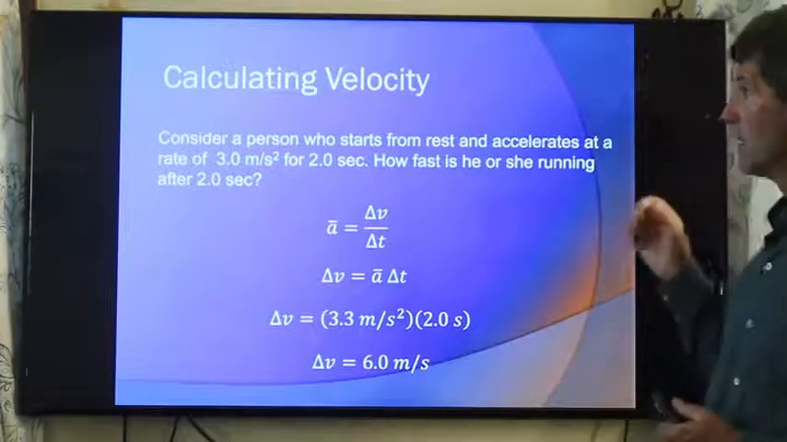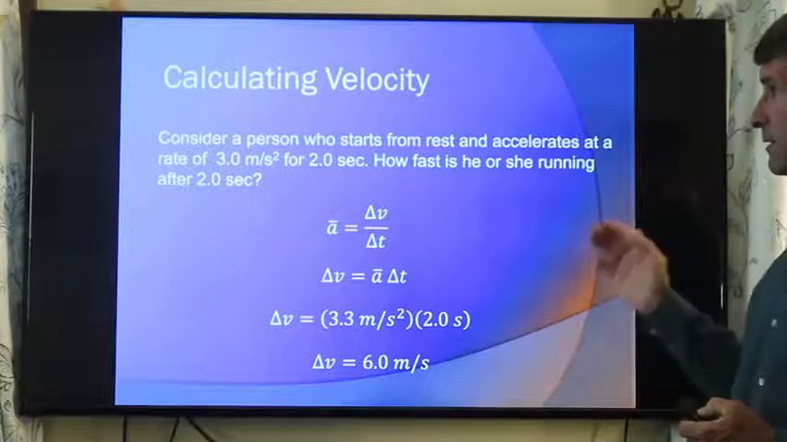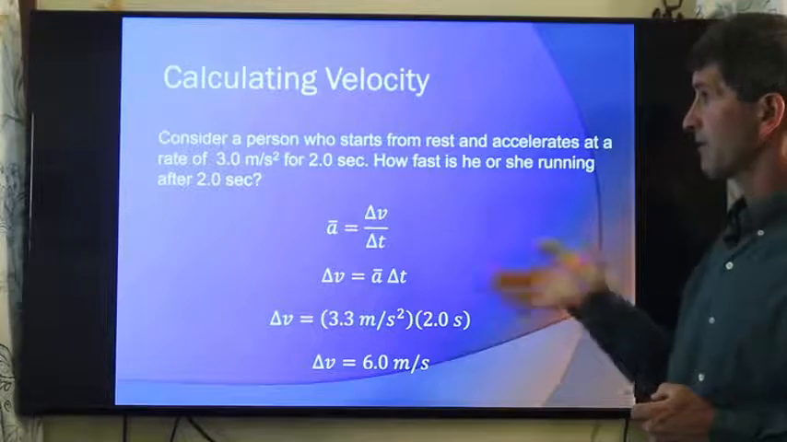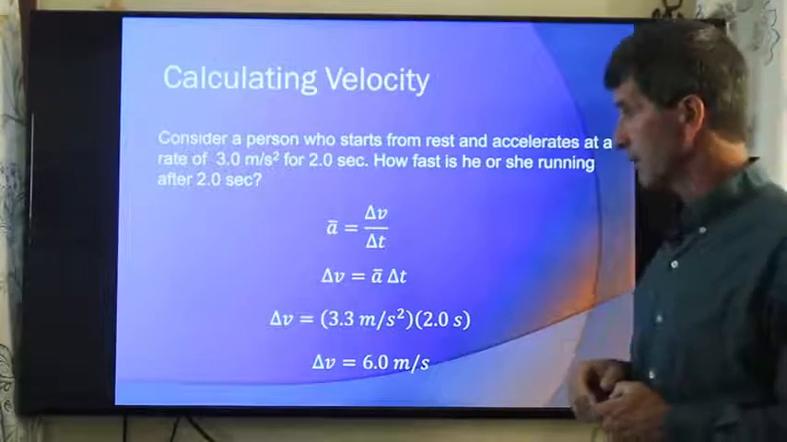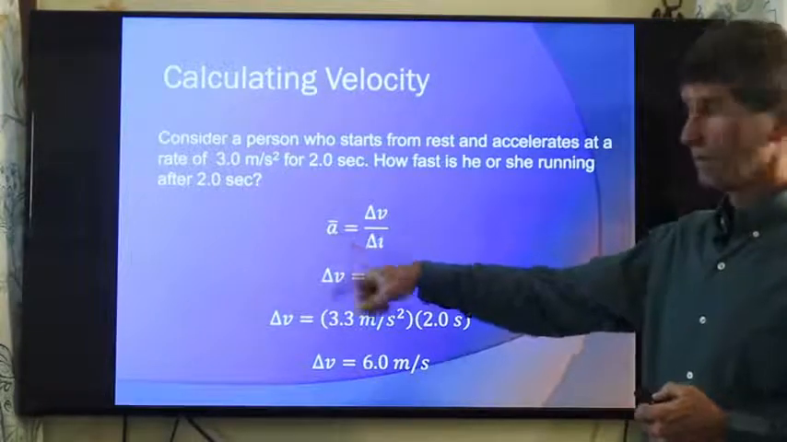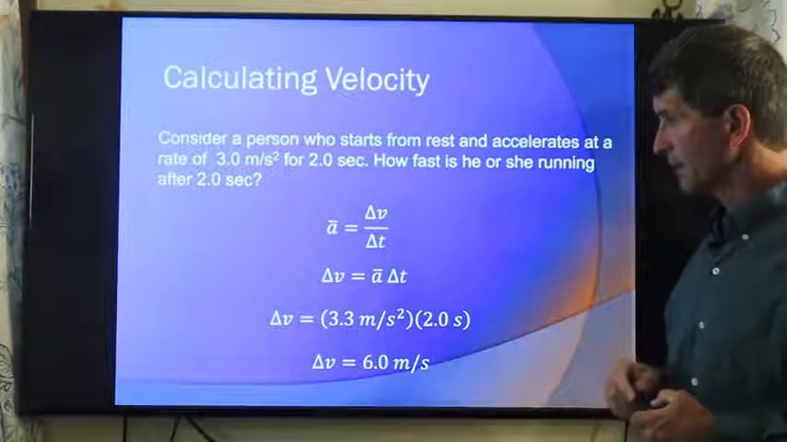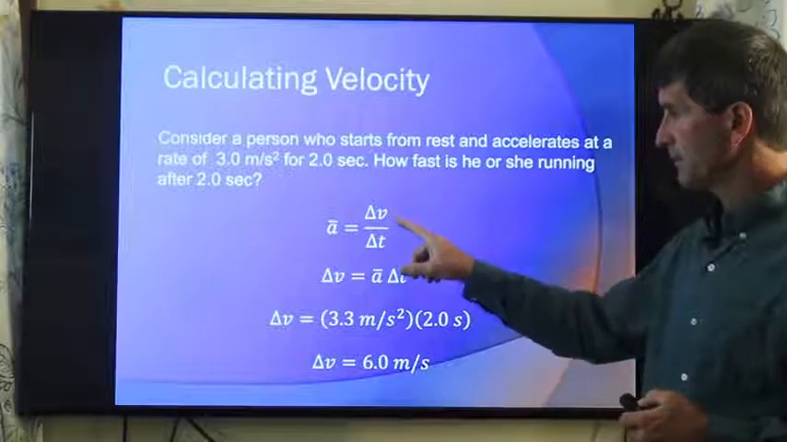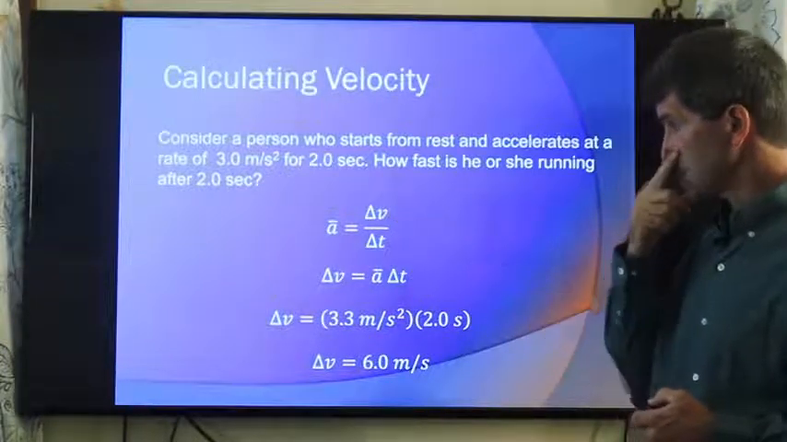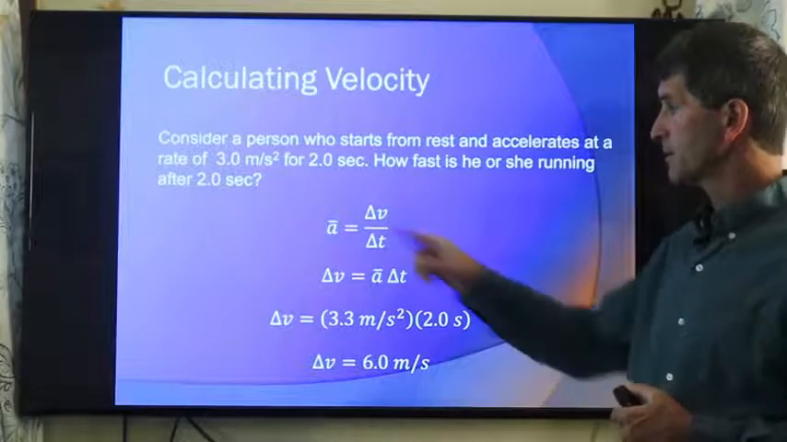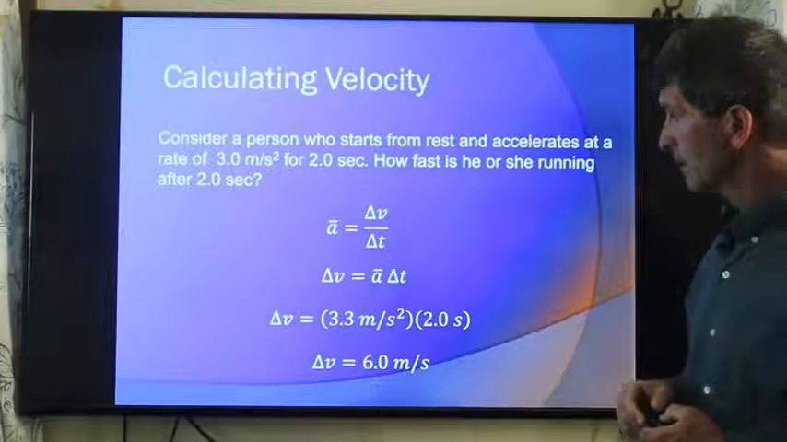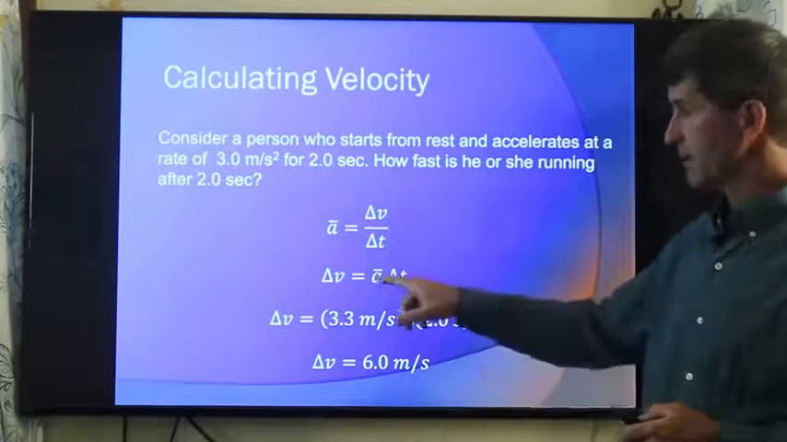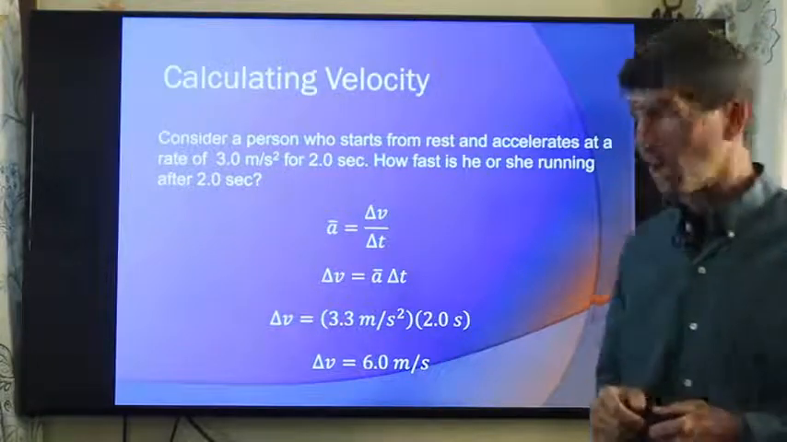All right. If you have average acceleration, you can use this to find out what your velocity is. Average acceleration is the change in velocity divided by time. We turn this equation around and we multiply both sides by delta t, okay? We get that the change in velocity is the average acceleration times the time that goes by.